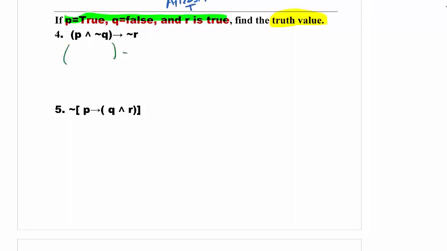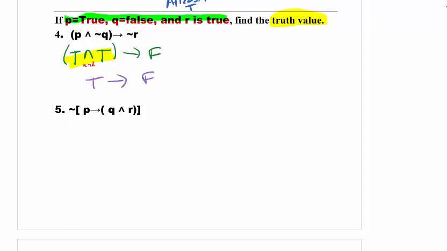So my symbols are going to stay. P is true. Negation of Q. Q is false, so that's going to be a true. Negation of R, that's going to be a false. So that was plugging in all of my information. Now I'm going to do my parentheses first. That is an and statement, which means both have to be true. They are.